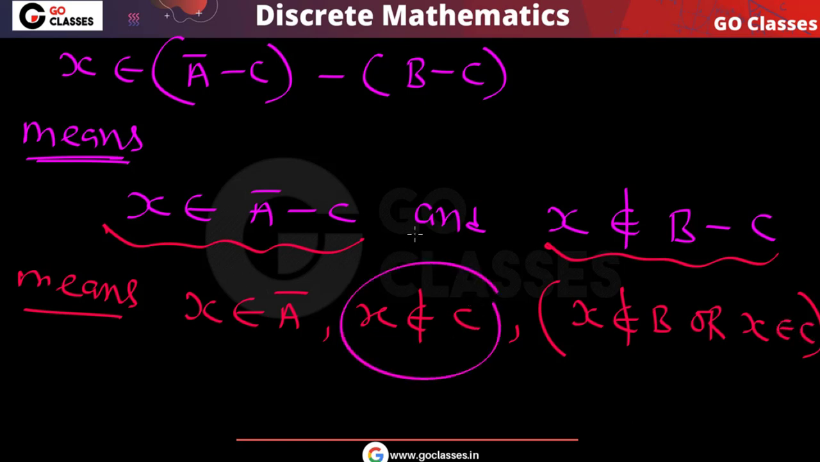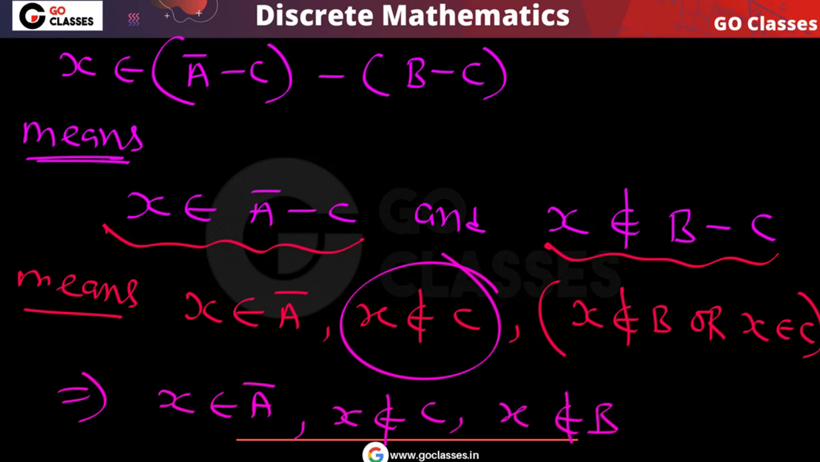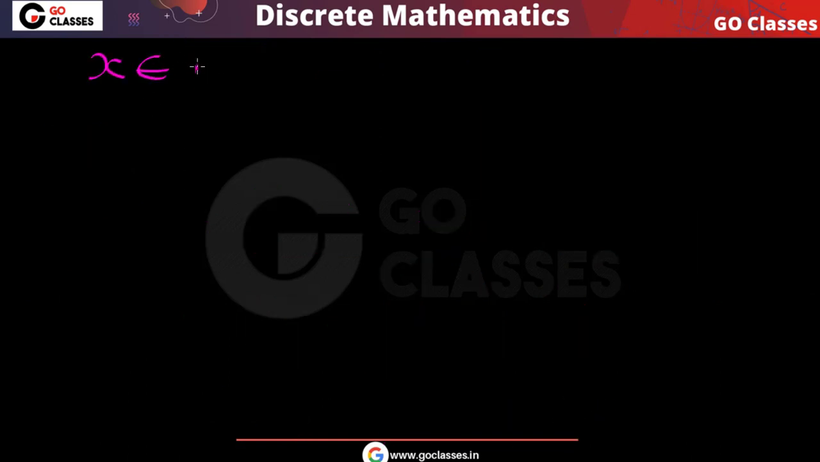Now you can notice x does not belong to C. This we already know. So this cannot happen, x belongs to C. Either this will happen or this will happen or both will happen. But x does not belong to C, so this cannot happen. If this cannot happen, then definitely this will happen. So from this I can say that x belongs to A bar, x does not belong to C, and x does not belong to B.